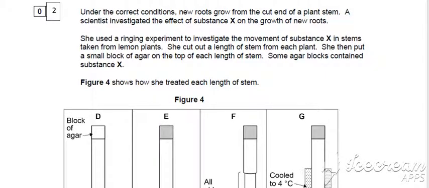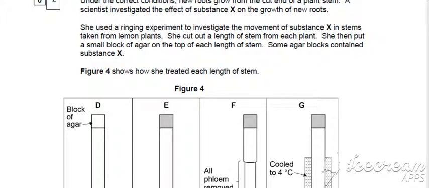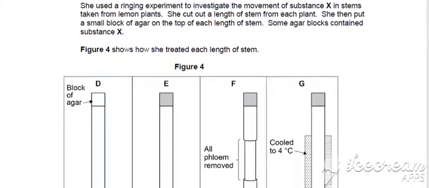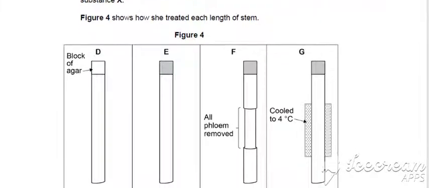Question 2. Under the correct dilutions, new roots grow from the cut end of a plant stem. A scientist investigated the effect of substance X on the growth of new roots. She used a ringing experiment to investigate the movement of substance X in stems. And there were some agar blocks that contained substance X.